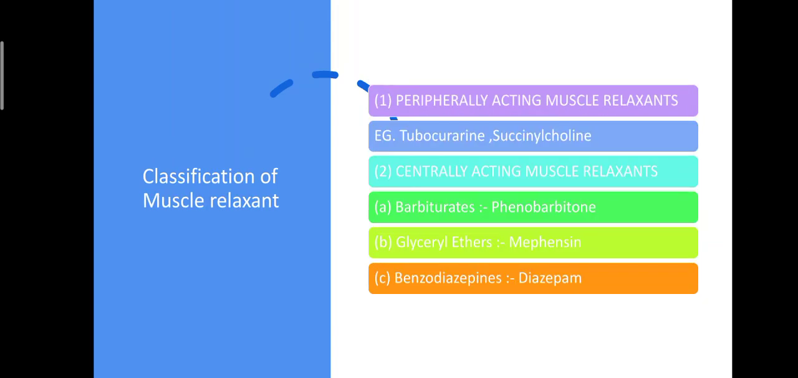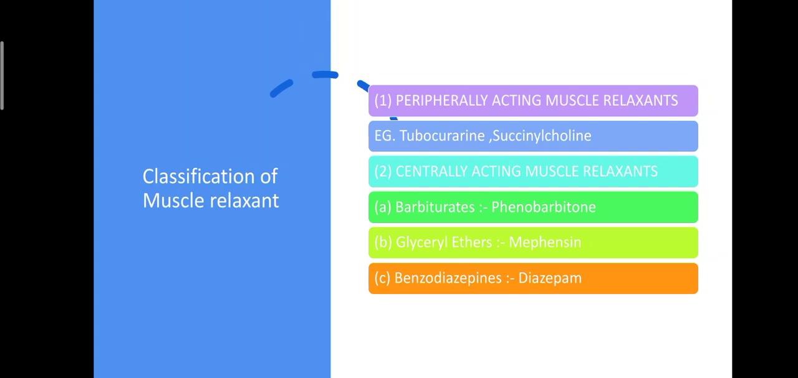Next point: classification of muscle relaxant, which are classified into main two types. First one, peripherally acting muscle relaxants, and second, centrally acting muscle relaxants. In peripherally, examples: tubocurarine, second, succinylcholine.